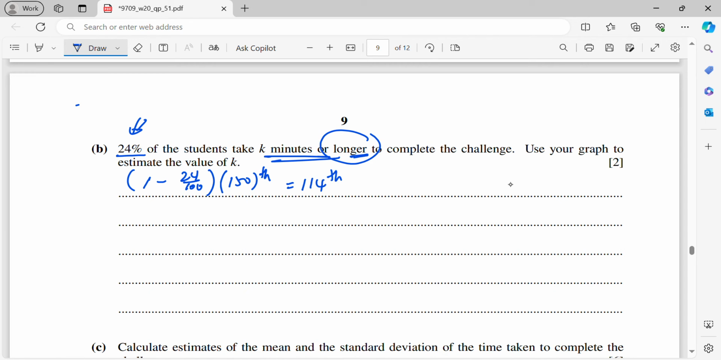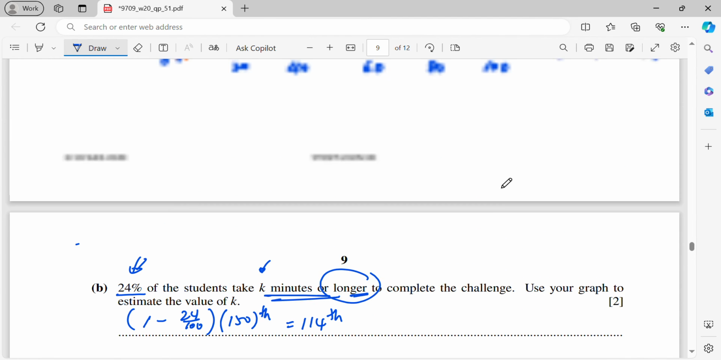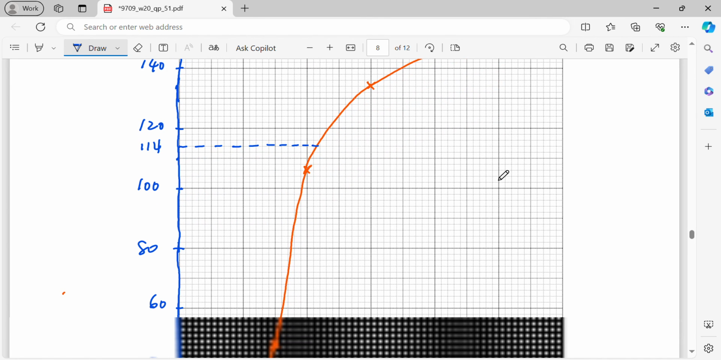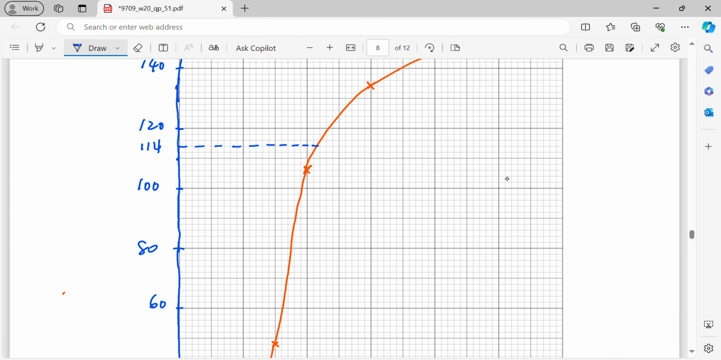That means now I have to look for the cumulative frequency of 114, and then what is the t, because the K is the minutes. So 114. Here is 110, so 114 means here is 114. Okay, so please draw using a ruler. Make sure it is a straight line.